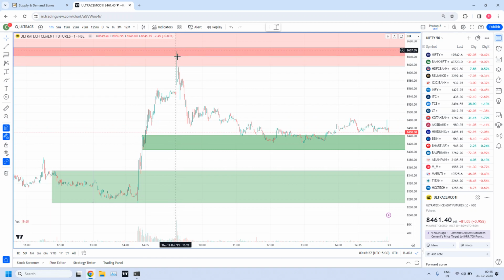Now there is high liquidity. High liquidity means what? There are so many pending orders. A lot of liquidity is there in that area. And because of these pending orders, the price is pushed down. But how do we know there are so many pending orders?